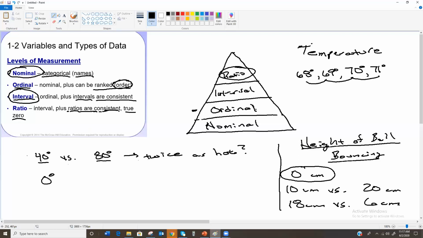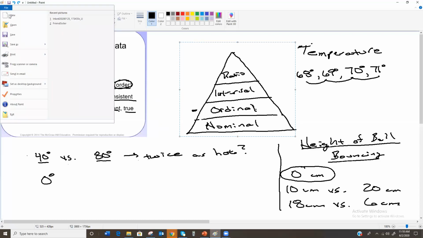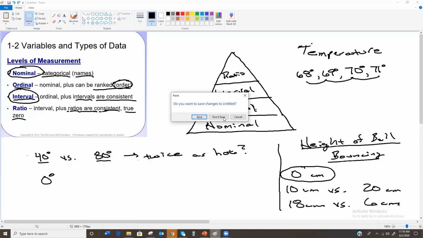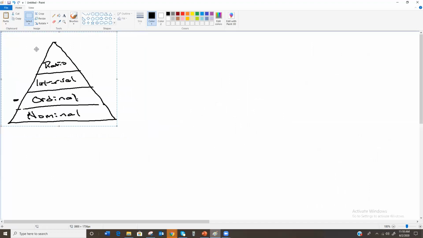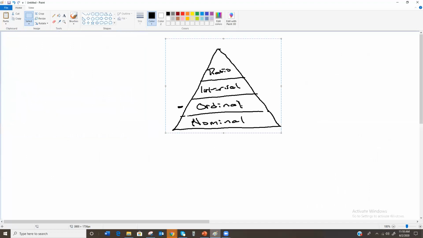Okay, so let me go to the next slide here. See if I can copy this so I don't have to redraw it. I'm going to try. Ooh, it worked.